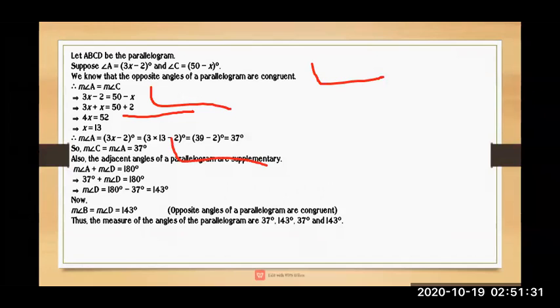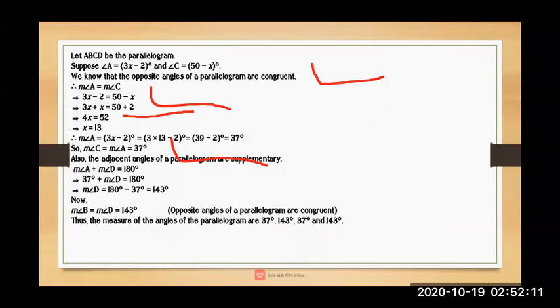As we get the value of x, we have to put that value in A, and afterward we have to put that value in C also. First we put the value in A, that means 3x minus 2. Now instead of x we put 13. So 3 into 13 minus 2. Now 3 times 13 is 39, minus 2 equals 37 degrees. Now if we got the measure of angle A, the same measure will be of angle C. So measure of angle A is equal to measure of angle C equal to 37 degrees.